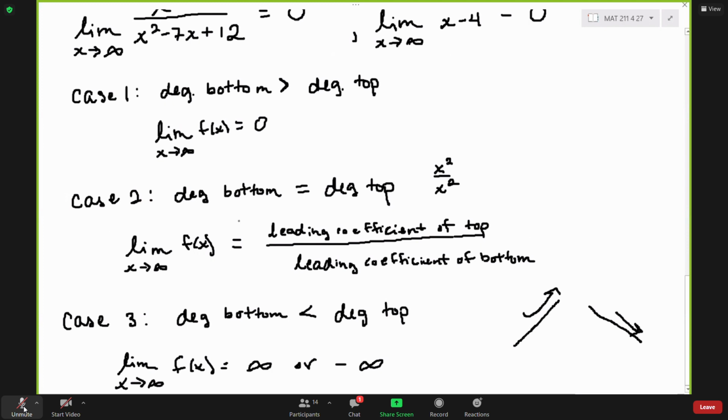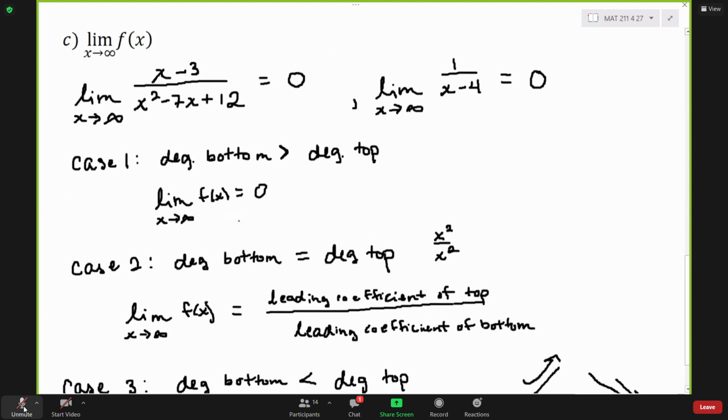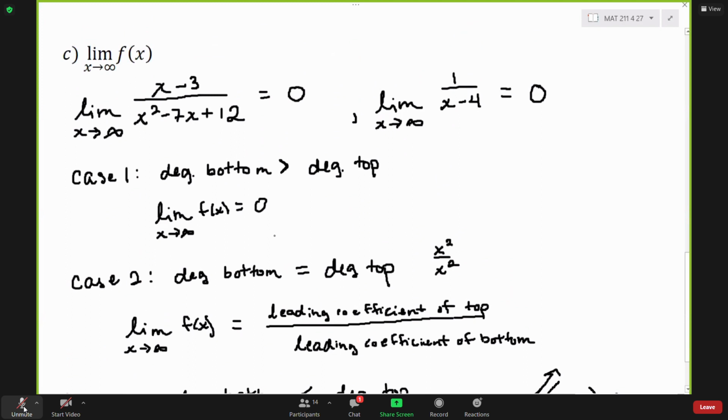One other thing about these, I don't want to overcomplicate this, but I just want to give you options. This is how we did it in chapter 2, and this is great. You can use this rule of the 3 cases by comparing the degree of the numerator and denominator. We could also use L'Hopital's rule for this one as well, because this is an infinity over infinity situation.